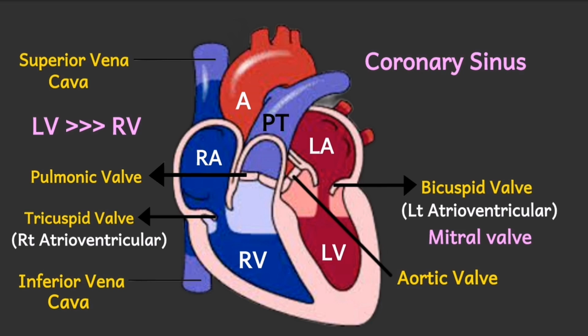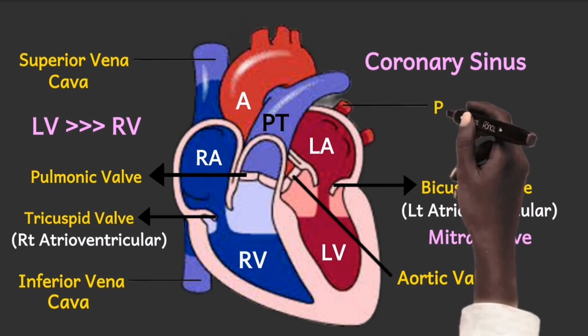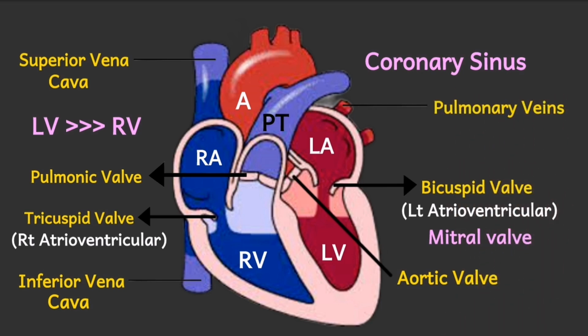Then the left atrium receives blood from the lungs through the pulmonary veins. The pulmonary veins are actually 4, which drain into the left atrium. Remember that blood coming from the lungs is oxygenated, making the blood in the left side of the heart oxygenated blood, while on the right it is deoxygenated.